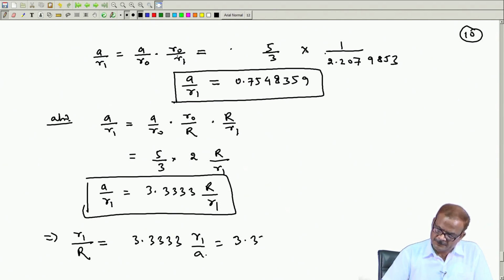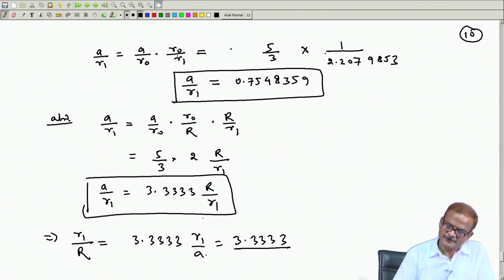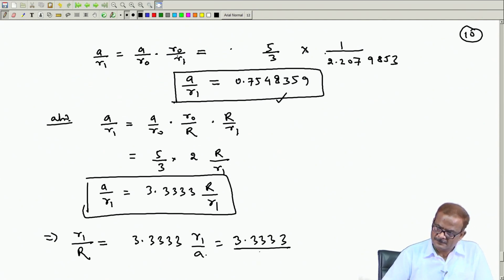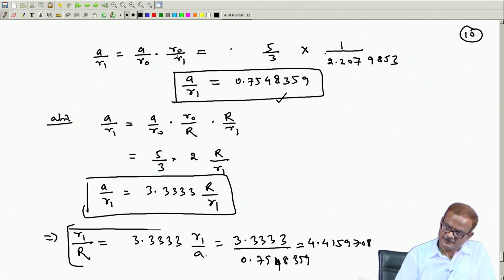So, 3.3333 and R 1 by A is the quantity written here, A by R 1. So, we can divide it by 0.754839. So, this gets reduced to 4.4159708. So, this is R 1 by R.